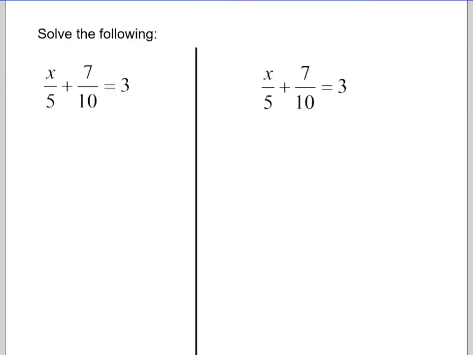Okay, so now that you've seen it once, why don't you pause it here and try that, and we'll see how well you do. Okay, I'll just keep going then.